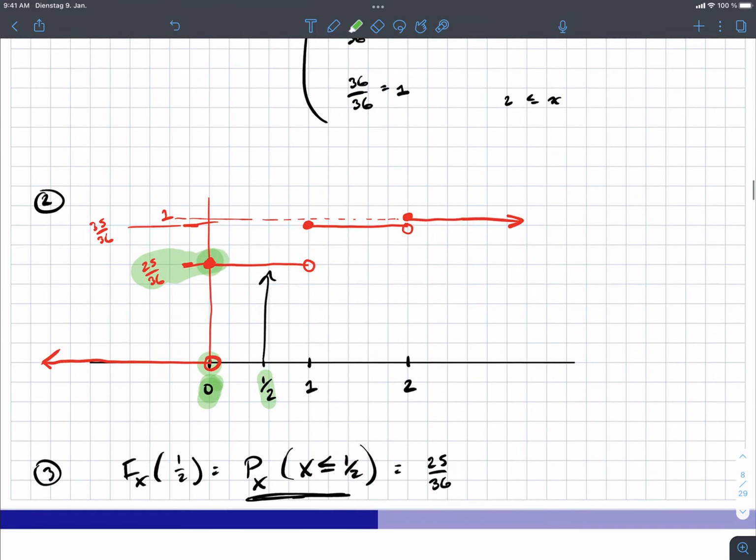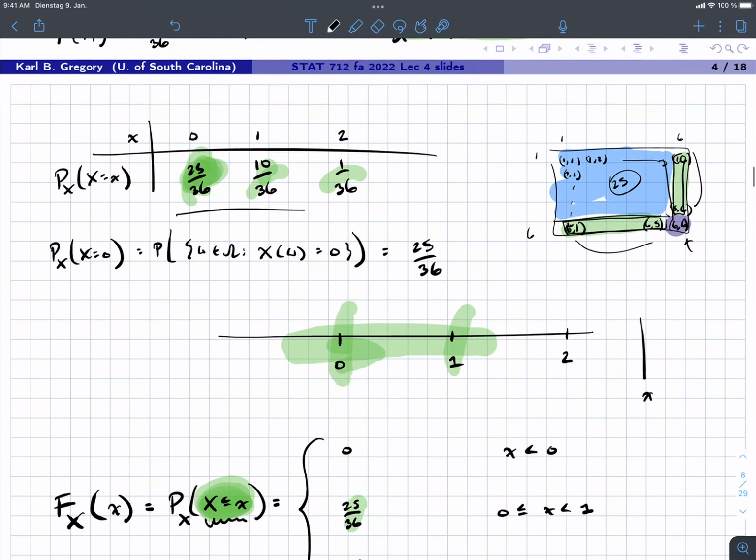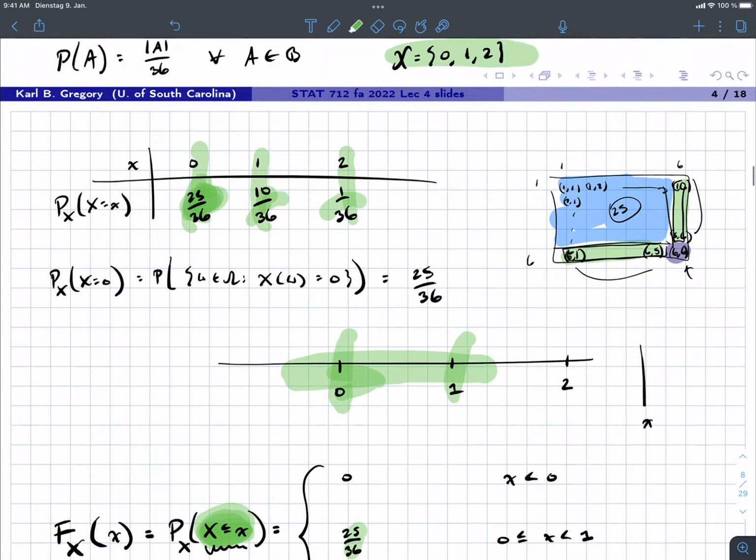So we see that the function has these jumps. The first jump is the probability that x is 0. So it jumps by that much. The second jump is the probability that x equals 1. The third jump is the probability that x equals 2. So these jump sizes are just these numbers in our table, the probability with which x takes each value in its support.